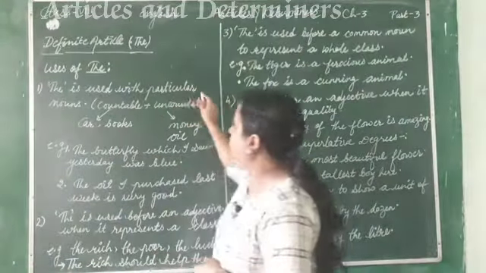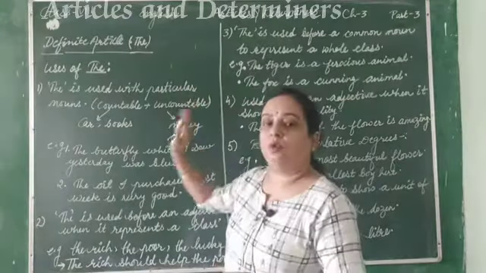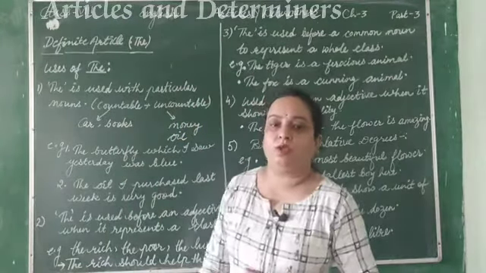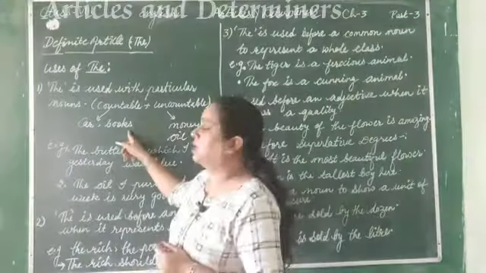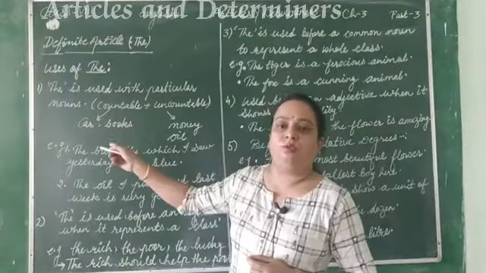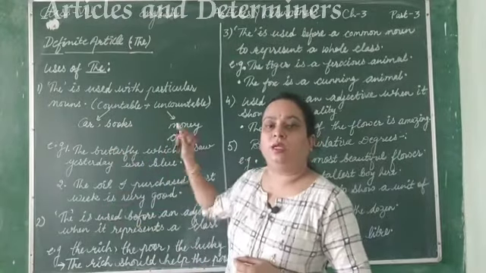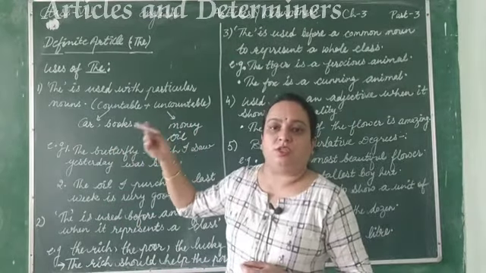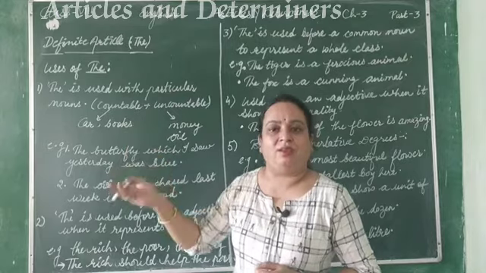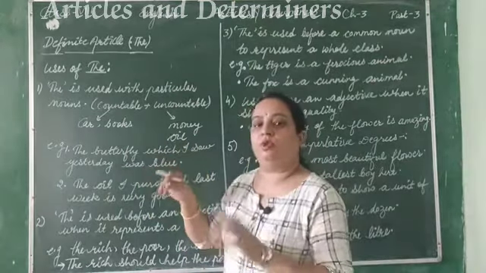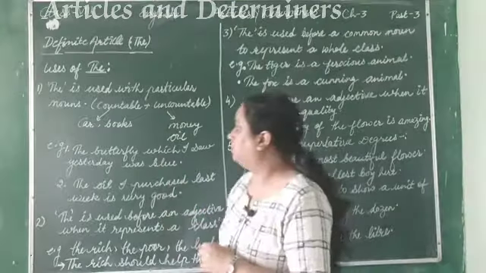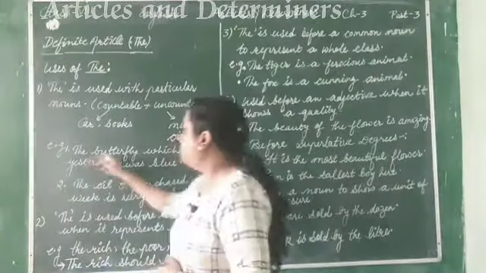So the is used with particular nouns, and in both cases the noun may be countable or uncountable. Once again, countable nouns are those which have both forms, singular and plural, and uncountable nouns like information, money, rice, hair, right, have only a singular form. Okay, let's understand with an example.